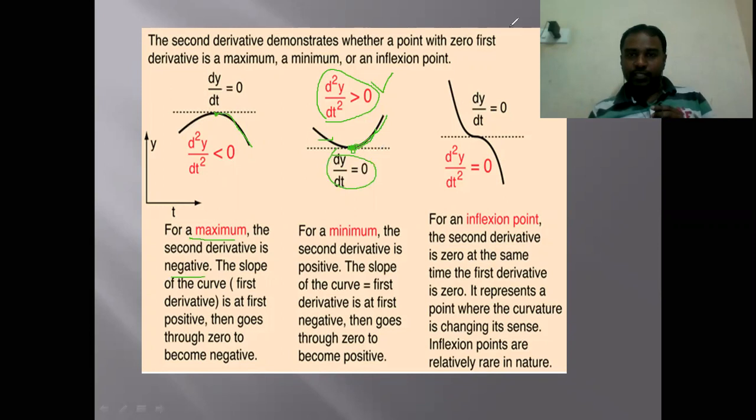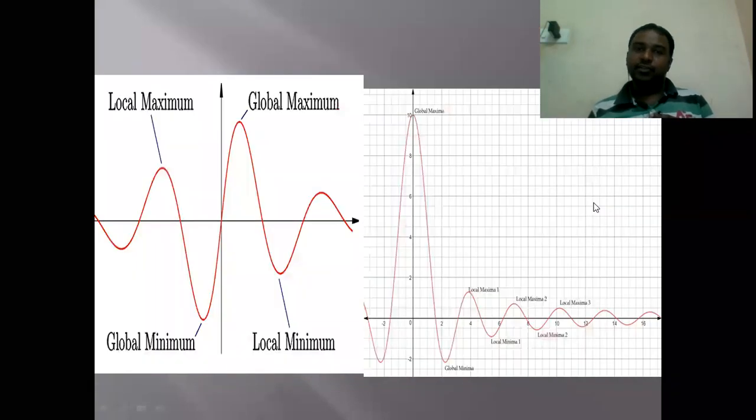Similarly, for a point of inflection, after finding the second order derivative, we will get 0. Then we say that it is called an inflection point. Just we call it an inflection point.